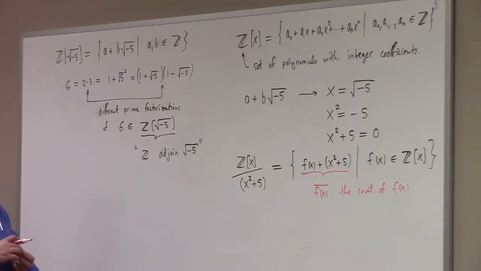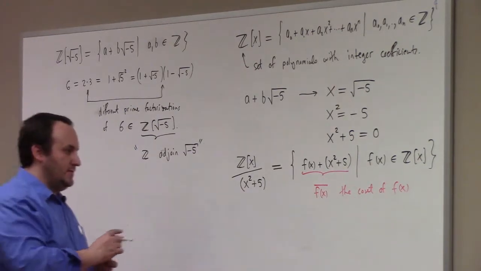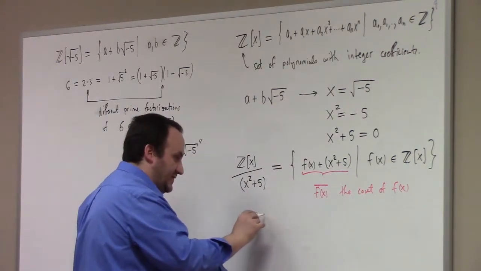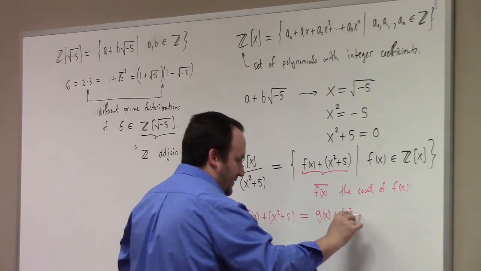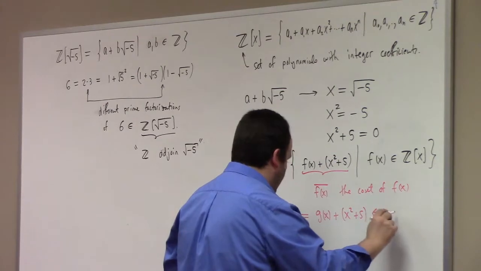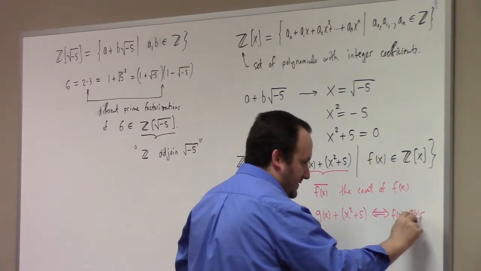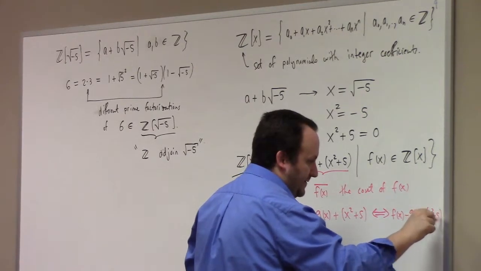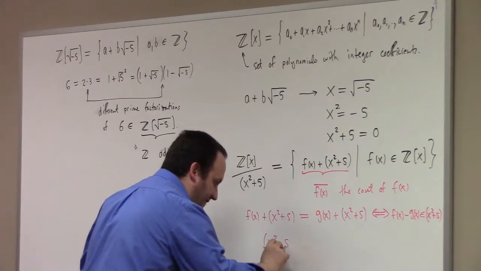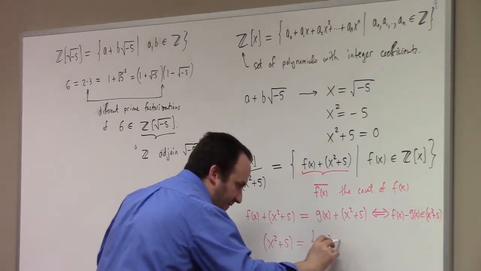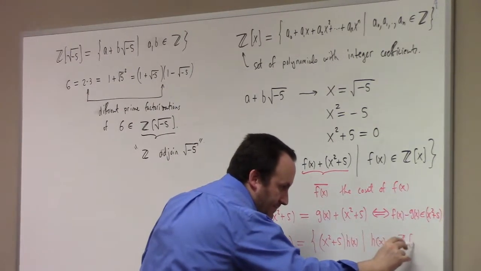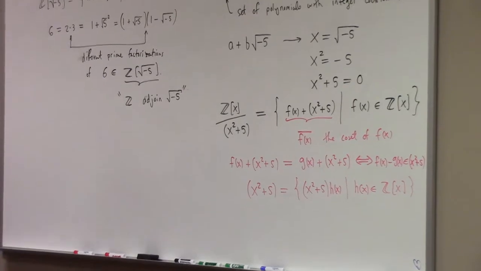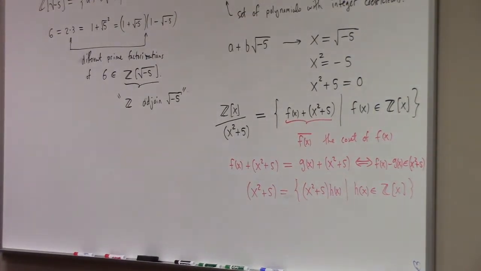So the way this works is that the basic property is f of x plus (x squared plus 5) is equal to g of x plus (x squared plus 5) if and only if f of x minus g of x is an element of this (x squared plus 5) thing. Now let me be more clear. (x squared plus 5), with the parentheses around it, is equal to x squared plus 5 times, let's say, h of x, where h of x is an integer polynomial. So two cosets are equal if their difference is just a multiple of x squared plus 5.